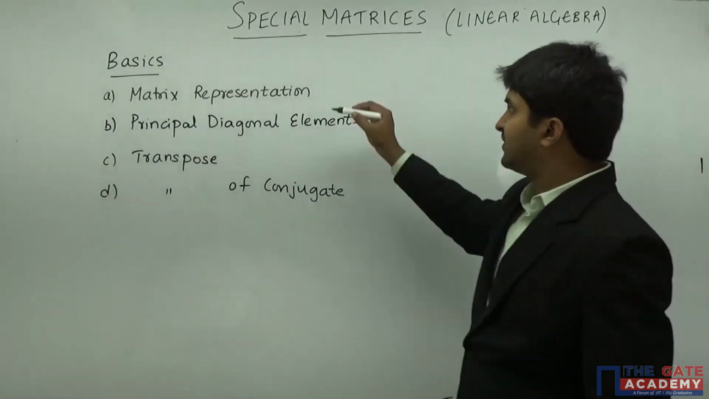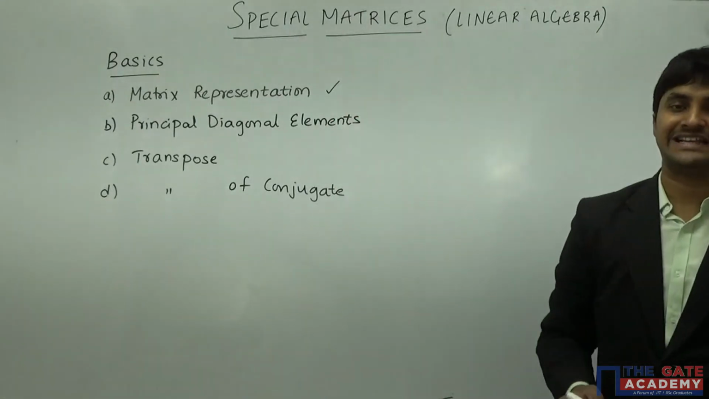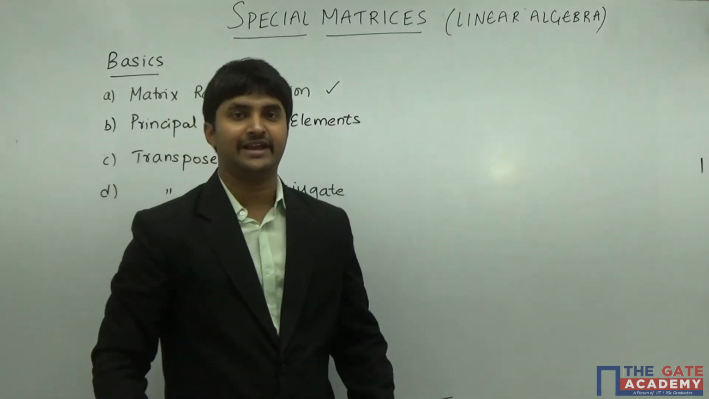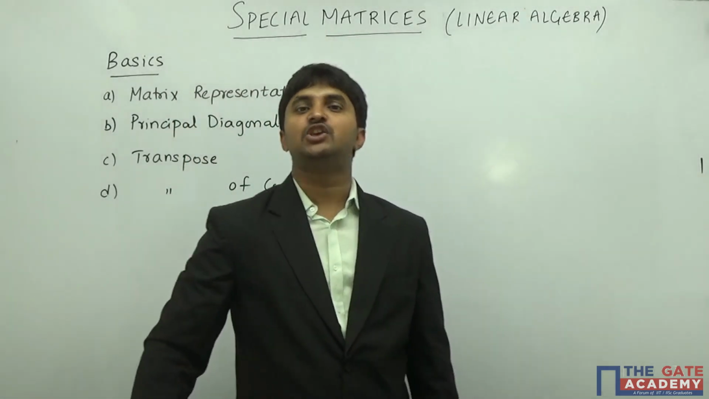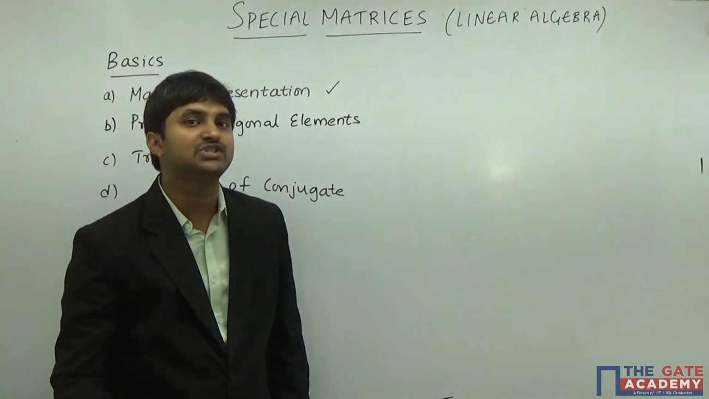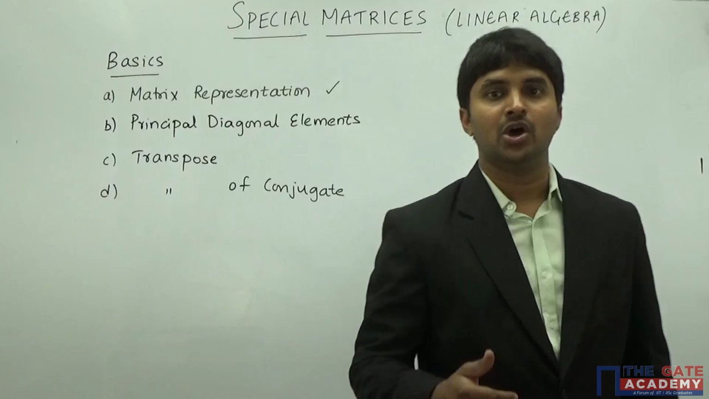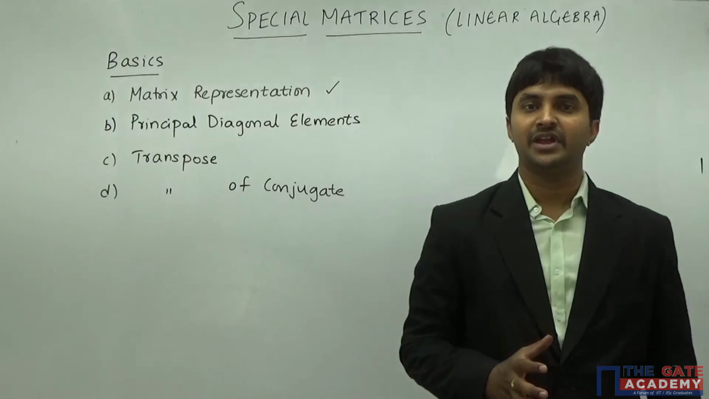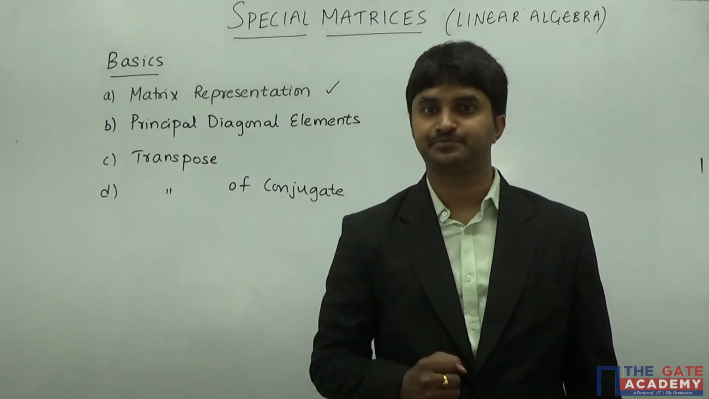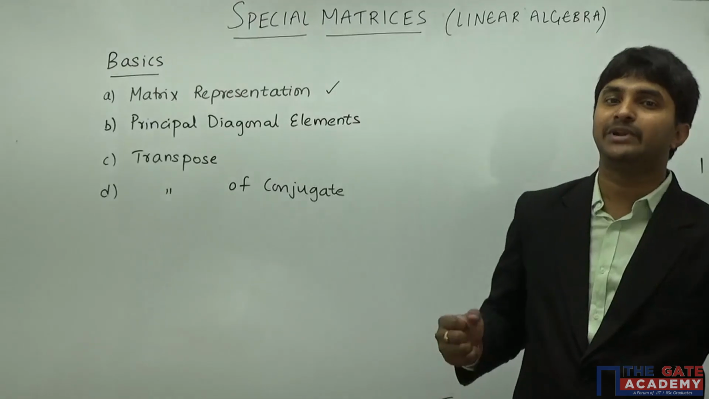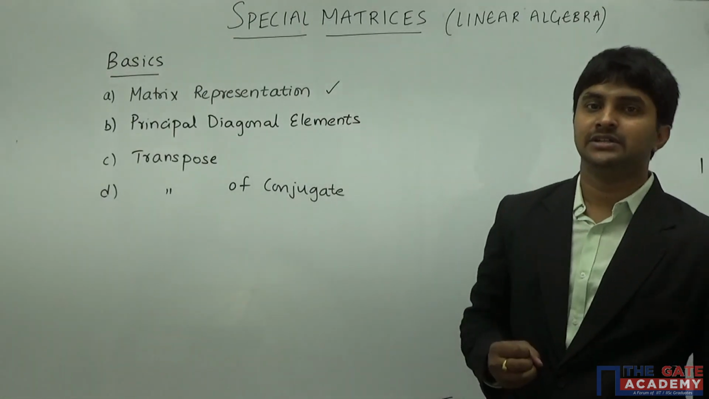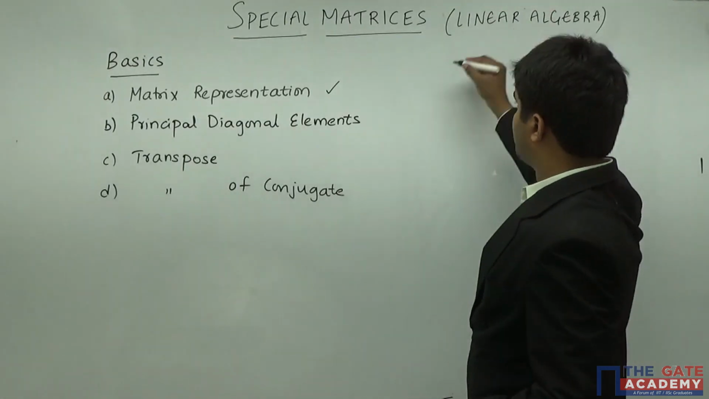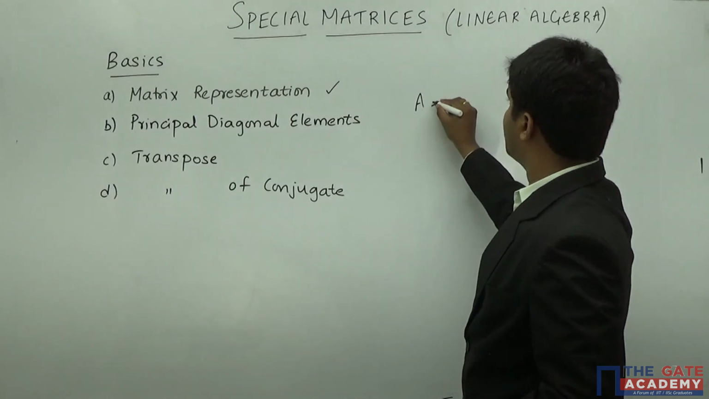So these are some basics that we are going to use in understanding the concept of special matrices. First of all, let us look at what a matrix representation is. We all know that a matrix is a very important mathematical entity. It is basically used to arrange numbers or variables or constants or functions in terms of rows and columns so that we can have data which is properly represented. So we can say simply that a matrix is nothing but data arranged in rows and columns.